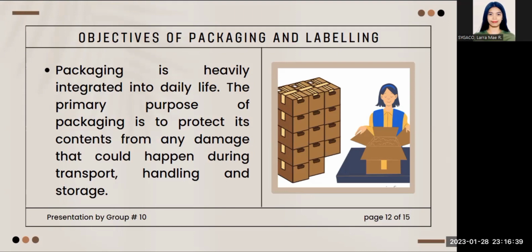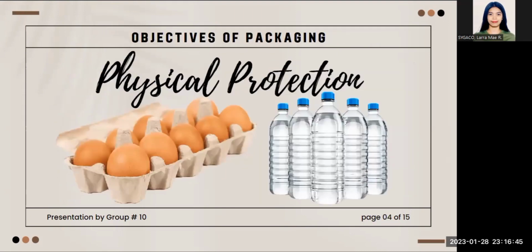So let's proceed to the objectives of packaging. Next slide. So the first objective of packaging is the physical protection. So what is physical protection? It refers to the use of various packaging materials to safeguard and shield a core product from damages during transportation or storage.